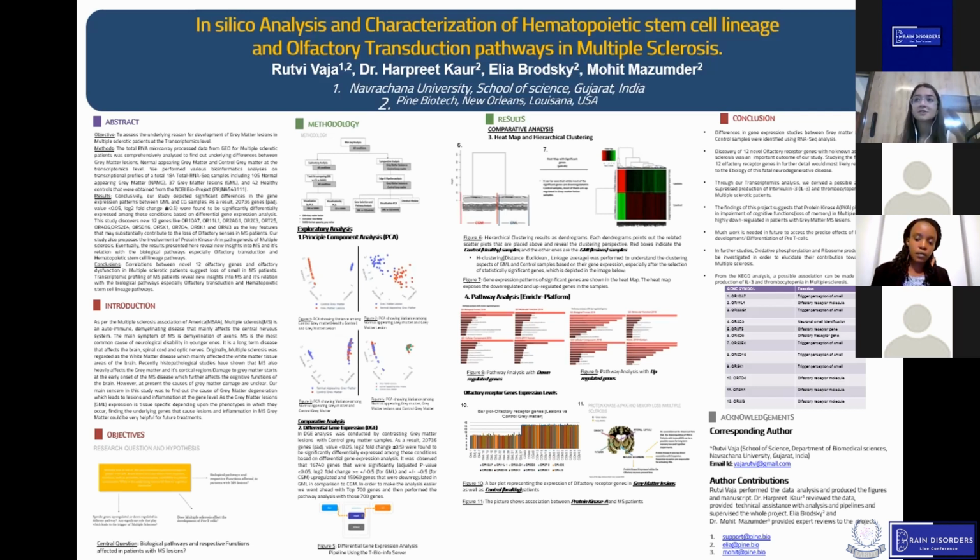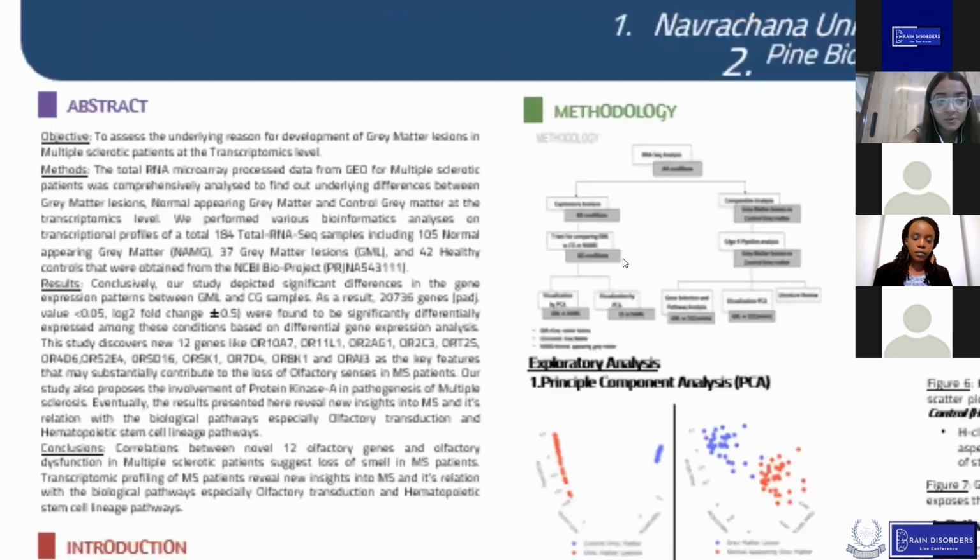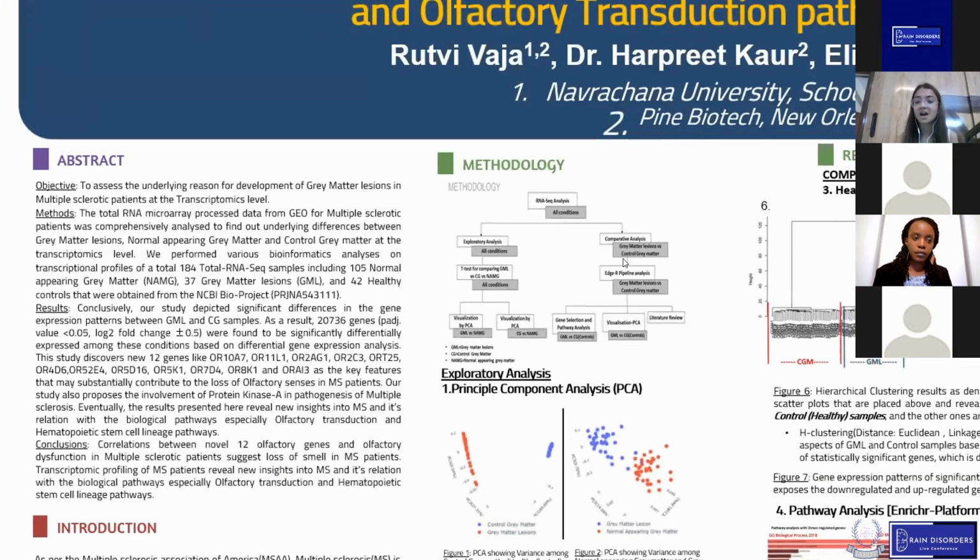This project was done for an 8-month long fellowship program. The title of this project is in silico analysis and affected biological pathways in multiple sclerosis. To begin with, multiple sclerosis is a neurodegenerative disorder that is characterized by demyelination of neurons. It is also regarded as an autoimmune disorder in which the T cells attack the nervous system, especially the myelin sheath of the nerves.